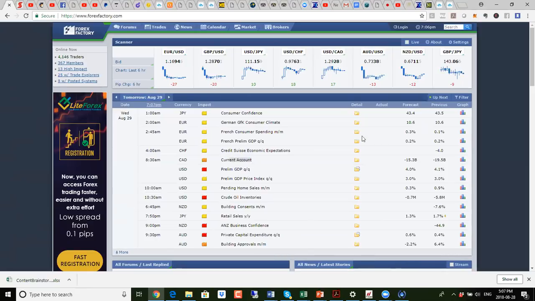Current account number, which is like the trade balance number, will be important for Canada, especially with NAFTA negotiations in the process right now. Crude oil inventories are important here as well. And in our Asian session, we have business confidence number for New Zealand as well as capital expenditure numbers for Australia. So those will be the key points for tomorrow.